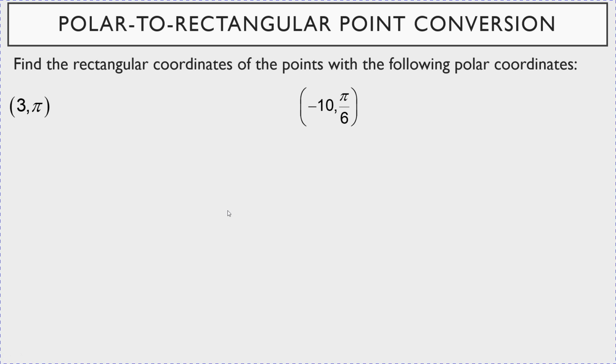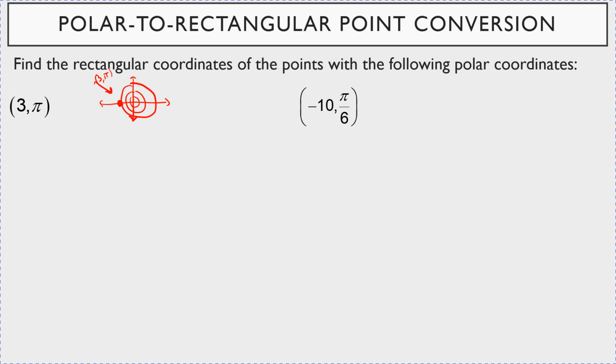All right, so let's convert the following points. To find the rectangular coordinates from the points with the following polar coordinates, let's look at this one, and let me just show you this, and this is how you'll be able to see it. The point 3 comma pi, if you draw circles, that's the point right here.